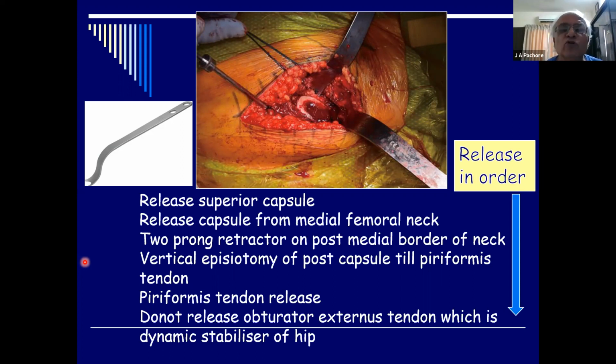Then you broach from the most lateral side of the canal, the lateral side of the femoral neck, that is in the trochanteric fossa, the piriformis fossa, so that you are able to enter into the center, and you might require lateralization.